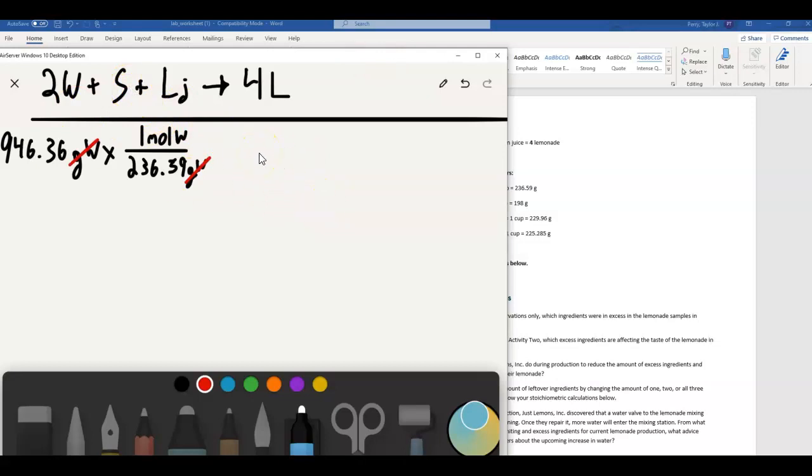So we're not really done. We've got to do a mole ratio now. If you look here at this equation, the ratio of water to sugar is 2 to 1. So water is going to go on the bottom.